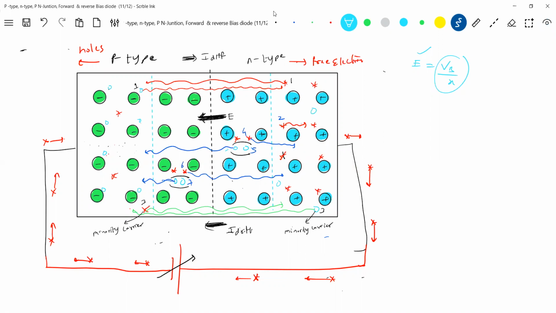Let me keep this all forward. As the width of depletion increases, more covalent bonds will break up. More minority carriers are moving across the junction. Tell me which will be greater now. If I go and check it now, the I drift will be greater than I diffusion.